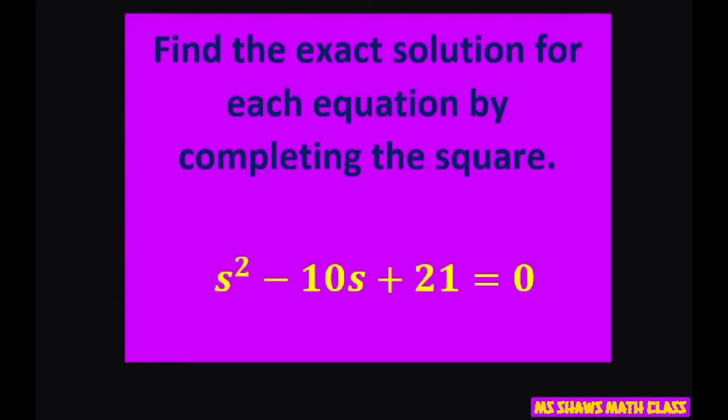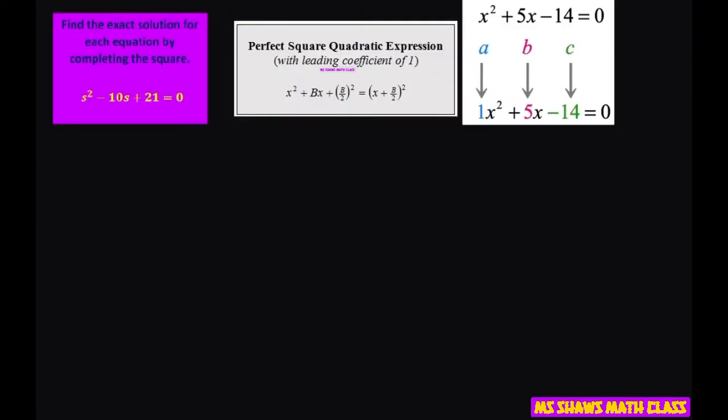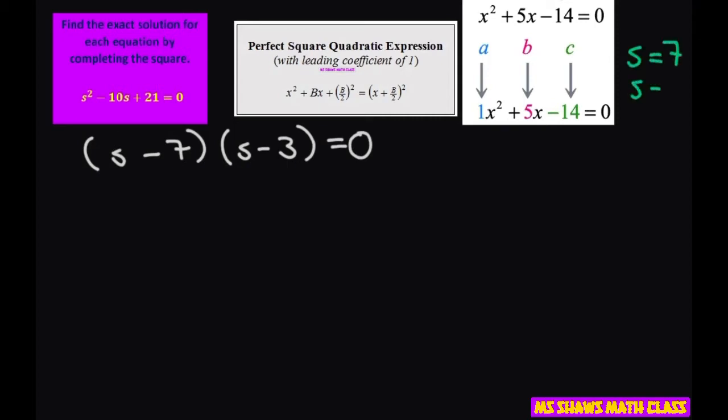Everyone, we're going to find the exact solution for the equation s squared minus 10s plus 21 equals 0 by completing the square. Of course, on this one, we could actually factor this as s minus 7 times s minus 3 equals 0. And then our solutions would be s equals 7 and s equals 3.